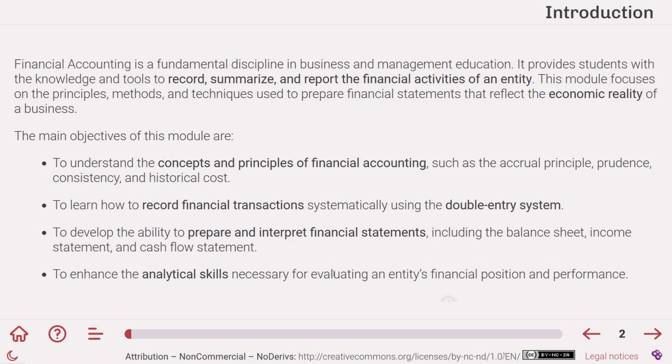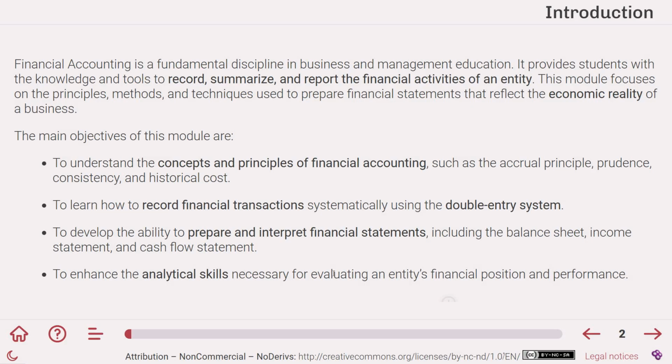So as a general introduction, financial accounting is a fundamental discipline in business and management education. It provides students with the knowledge and tools to record, summarize, and report financial activities of an entity. This module focuses on the principles, methods, and techniques used to prepare financial statements that reflect the economic reality of a business. The main objective of this module is to understand the concepts and principles of financial accounting, such as the accrual principle, prudence, consistency, and historical cost.